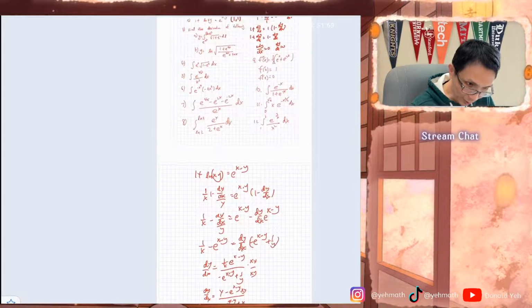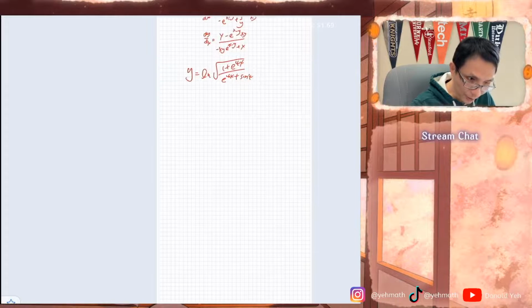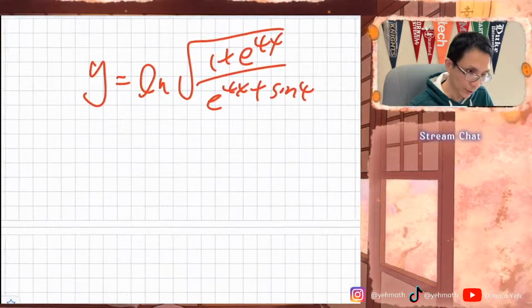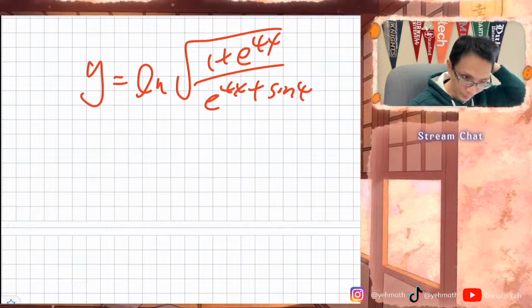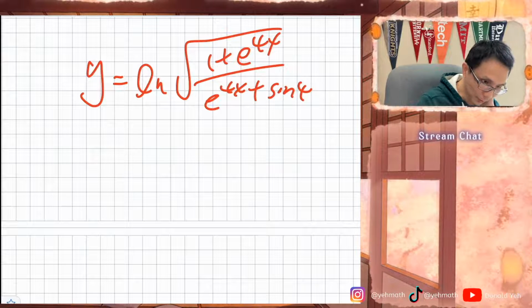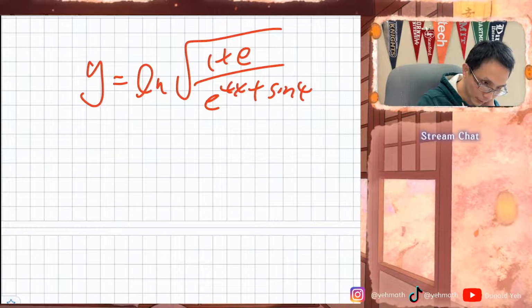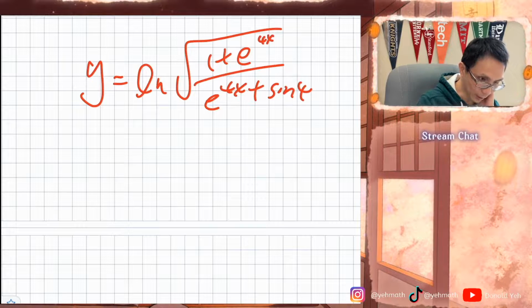Sine of 4x or sine of x? Sorry, sine of x. Okay, so this is actually e to the 4x, I think, and this is x here.